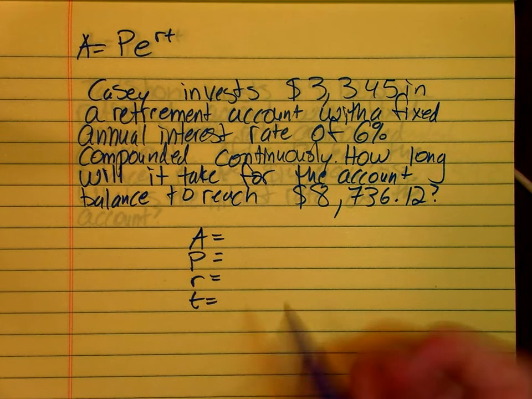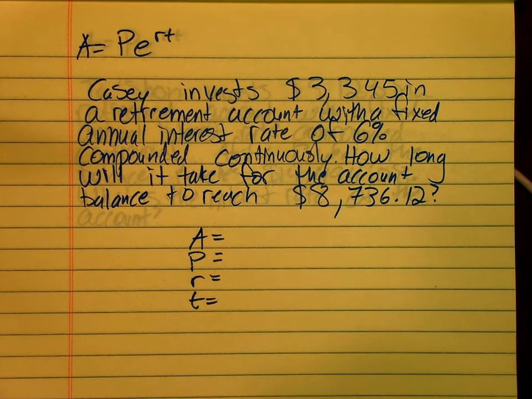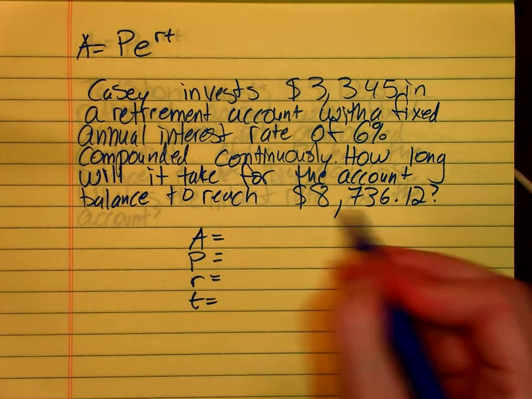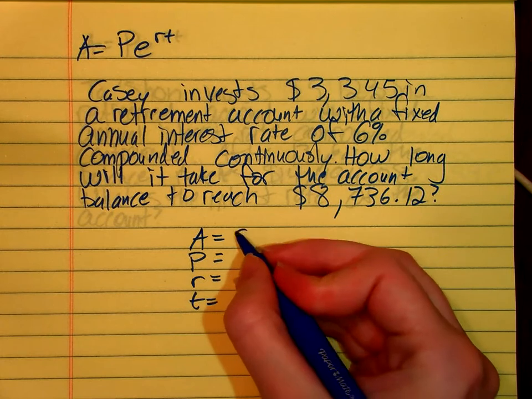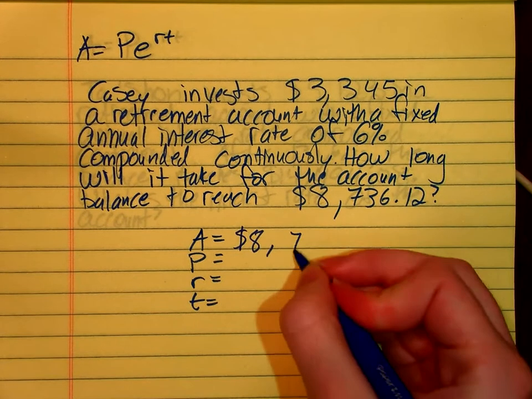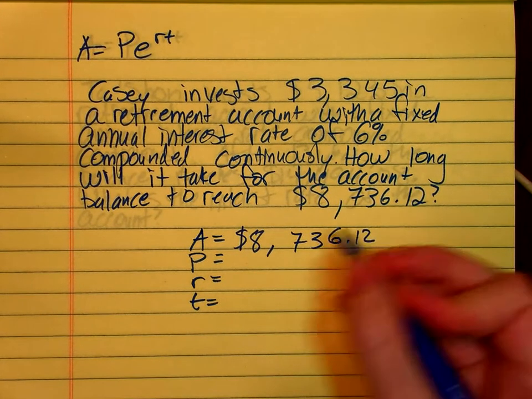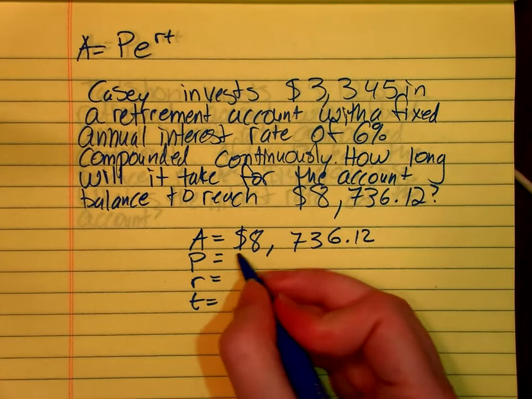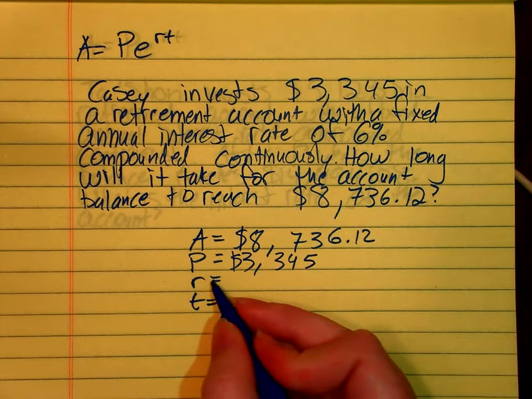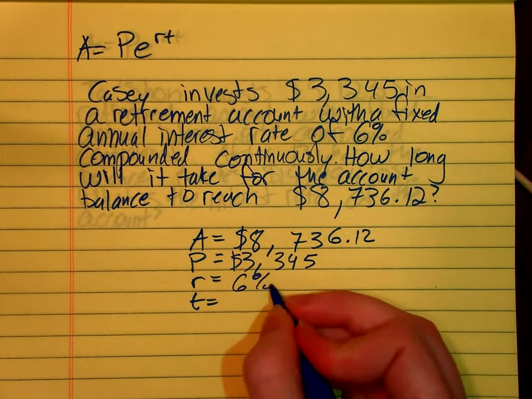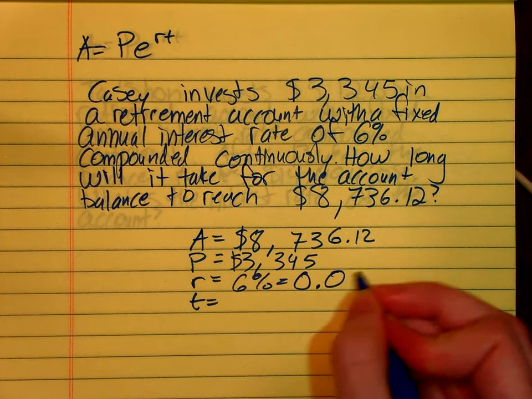So do we know our ending amount? Absolutely. That's this big old number. This is what she is going to eventually reach. So that's $8,736.12. Do we know our starting amount? Yep, and that's the $3,345. Do I know my interest rate? Yes, I do this time. That's 6%, which as a decimal is 0.06.